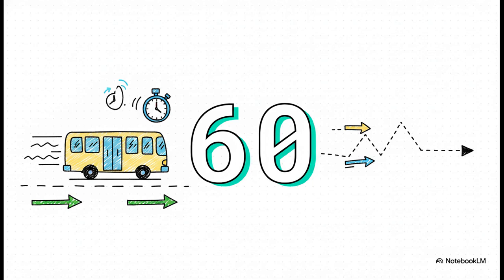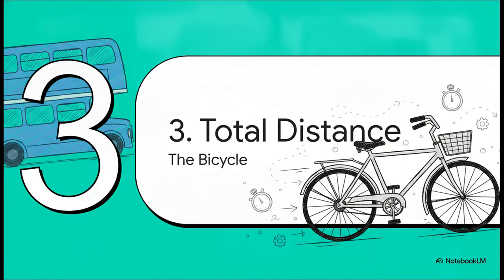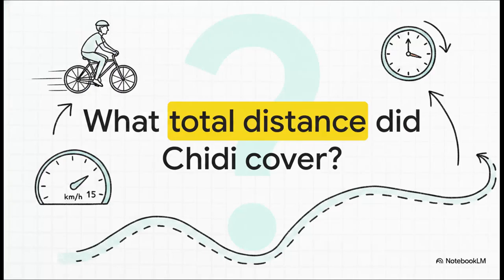This brilliantly illustrates how average speed works, because even if the bus sped up to pass a truck or slowed down for traffic, on average, it was moving at a constant rate of 60 kilometers every single hour. Moving on to Section 3, total distance. It's time for the bicycle. Let's slow things down just a bit. We're shifting gears from a massive interstate bus to a more local, human-powered form of travel.